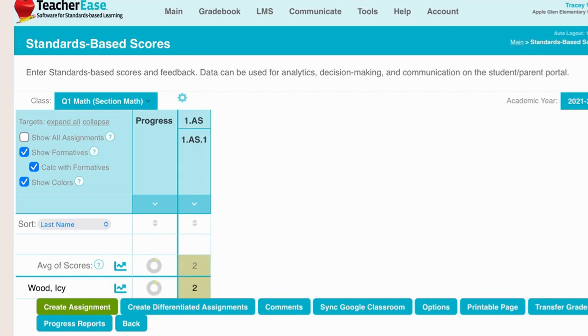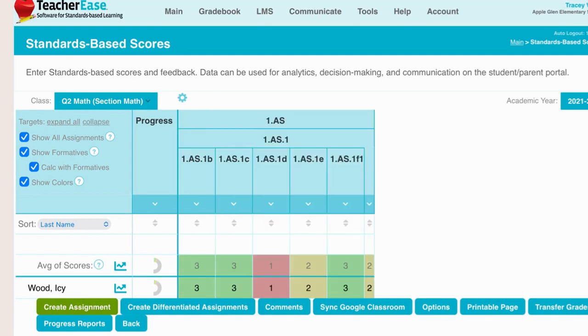Let's carry this same learning objective into quarter 2. Now, at the end of quarter 2, the student still has a 2 on this standard, and if I expand that, you can see that there are now 5 learning targets calculating into that 2. Still, the student is at half or more of the learning targets at a 2 or higher, and that is why they got a 2 on the report card.